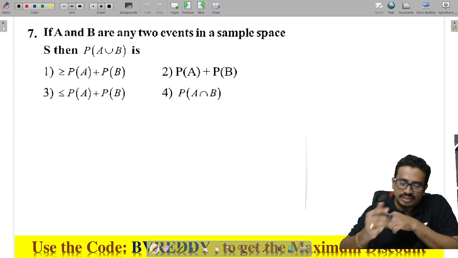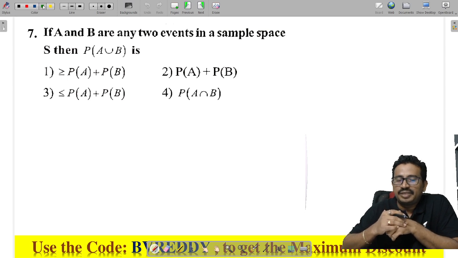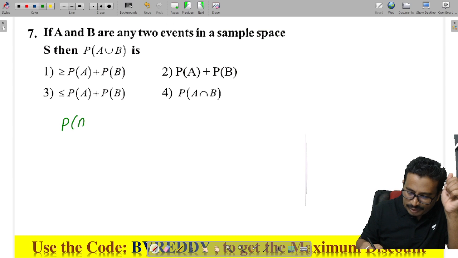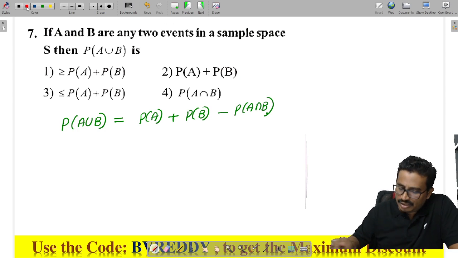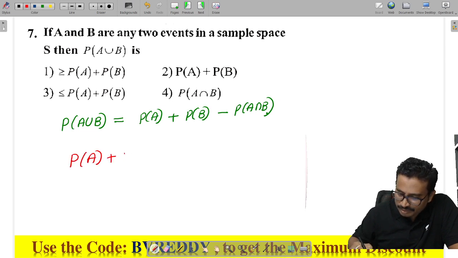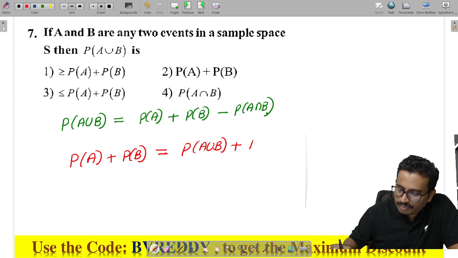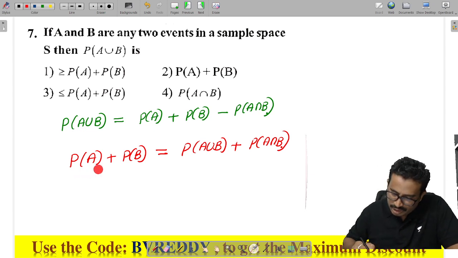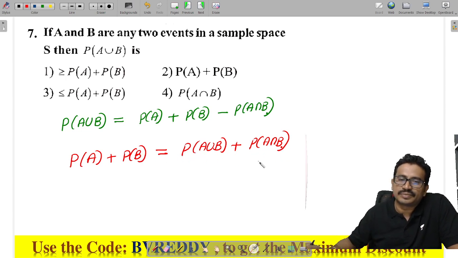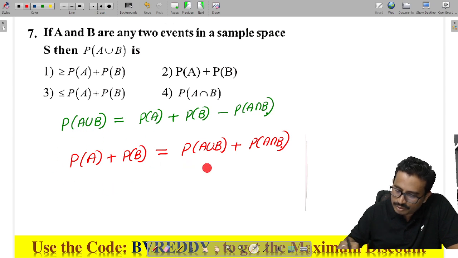Next, if A and B are two events in the sample space, then P of A union B is. As we know, P of A union B is equal to P of A plus P of B minus P of A intersection B. Now if we see carefully, P of A plus P of B, the sum of these two, is equal to P of A union B plus P of A intersection B. So the sum of these two is equal to the sum of these two.